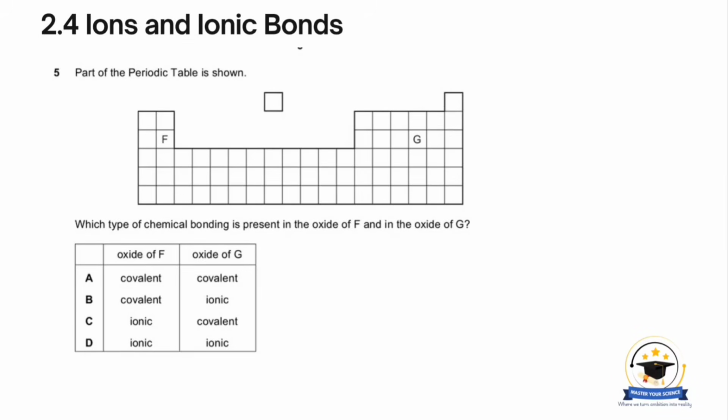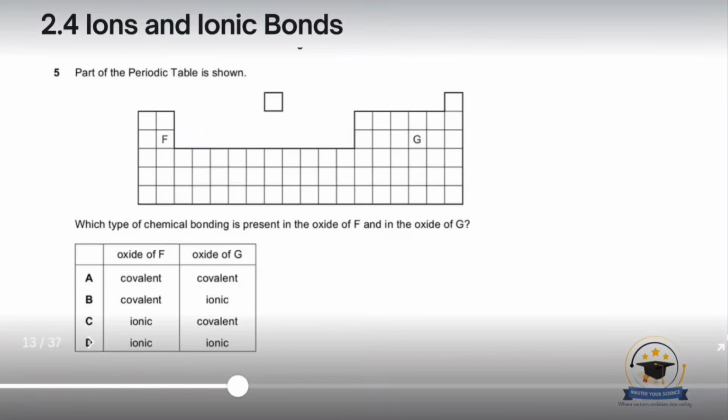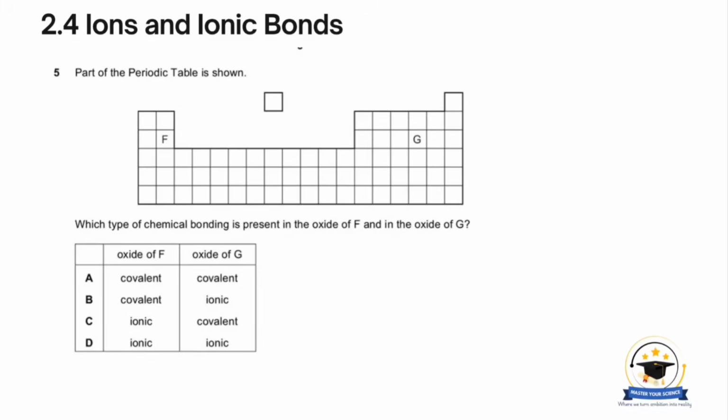This next question says part of the periodic table is shown. Which type of chemical bonding is present in the oxide of F and the oxide of G? So F is in group 2, so that would imply that F is a metal. So if F is a metal, if it forms an oxide, which means it's forming a compound with oxygen, oxygen being a nonmetal, that would mean that we would have ionic bonding.